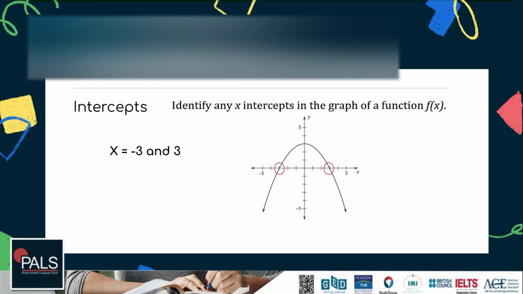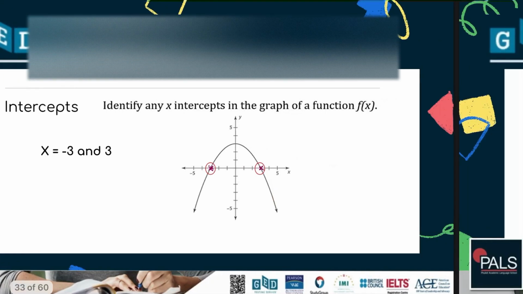Okay, so intercept. Identify any x-intercept in the graph of the function. What does x-intercept mean? We have already learned about intercept from the slope videos. X-intercept means the value of x when y is 0. Y is 0 means the value of x is located on the x-axis, right? So according to the graph, when y is 0, you will get two answers for x: minus 3 and 3.